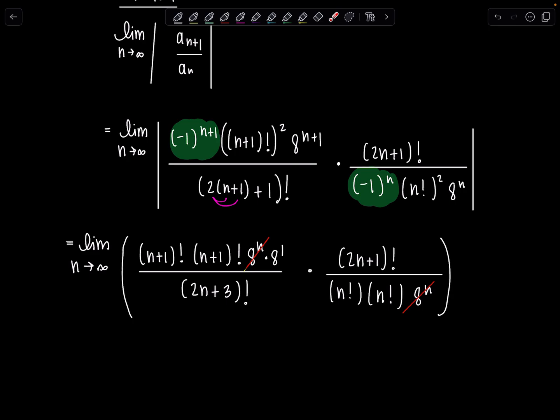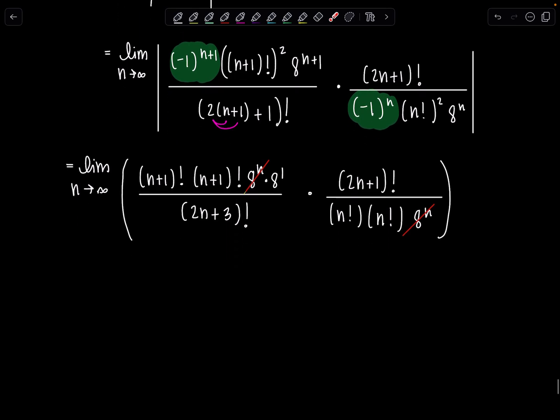So the rule is you start breaking down the larger one until it matches the smaller factorial on the opposite side of the fraction. So what I mean is like this n plus 1 factorial, I'm going to break it down. It's n plus 1 times n factorial, and I'll stop there because then I can cancel with the n factorial here. And I'll do that for this guy as well. And then the 2n plus 3 factorial, that one's bigger than 2n plus 1 factorial.